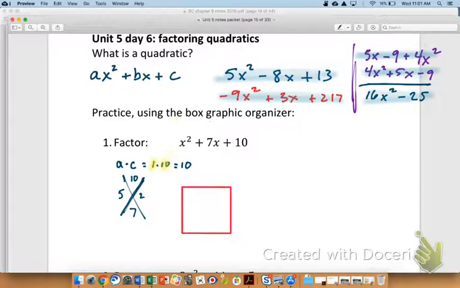I'm going to build my box. Here's how I do it. The x squared always goes upper left. And the C, the 10 in this case, goes lower right. And then the 5 and the 2. So the 5 and the 2 come into play here. We write 5x and 2x.